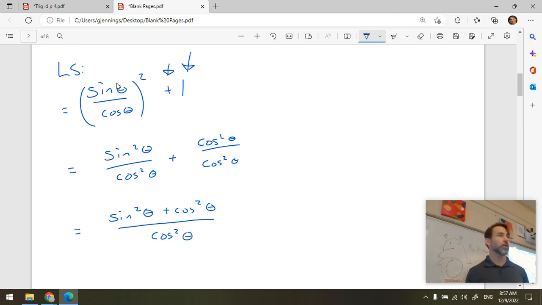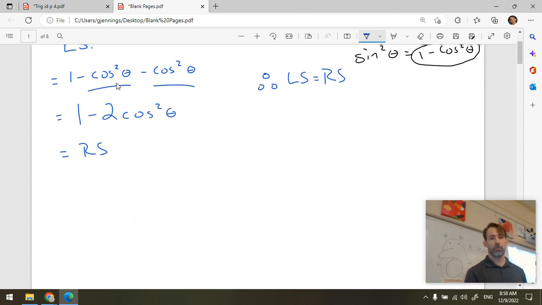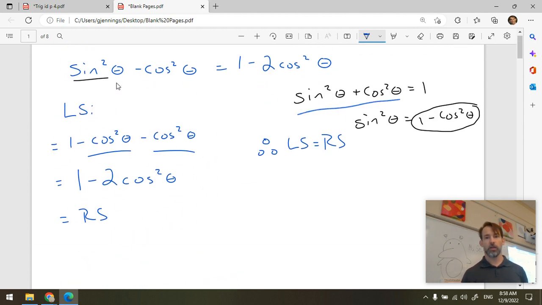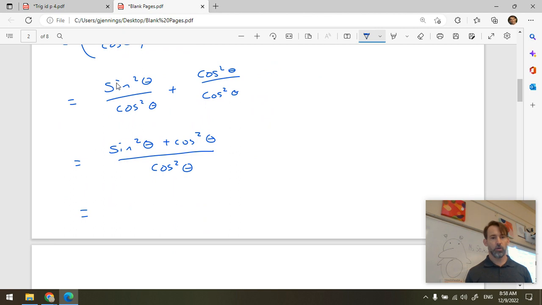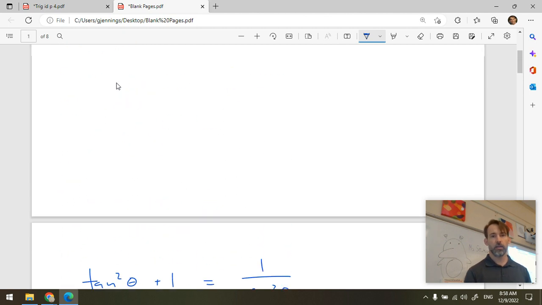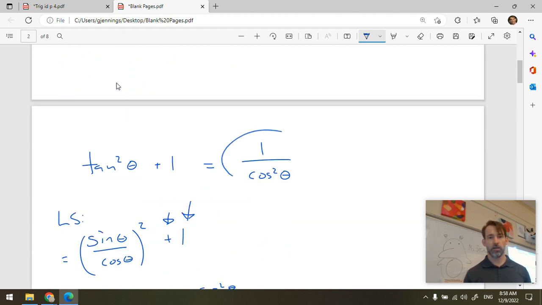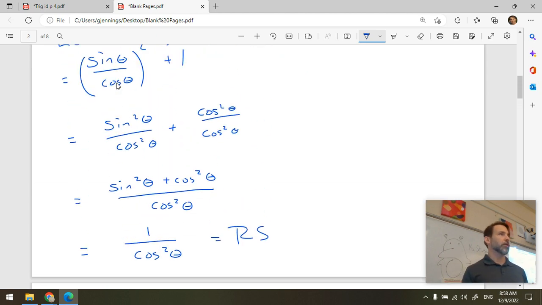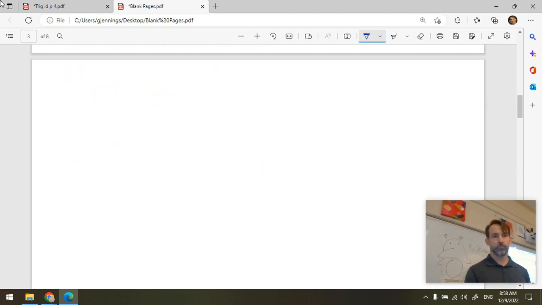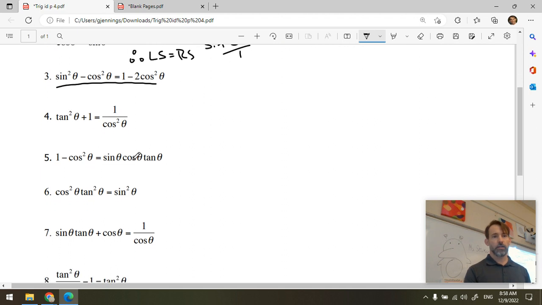But sine squared theta plus cosine squared theta is 1. See, that was the identity I used up here. So this is equal to 1 over cosine squared theta, which is equal to the right side. There it is there. So therefore, left side equals right side. We're done. So that was number 4.